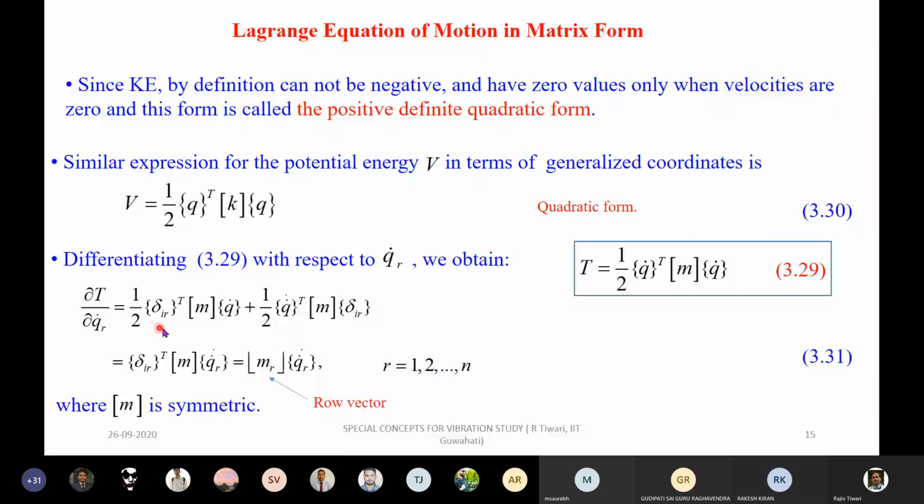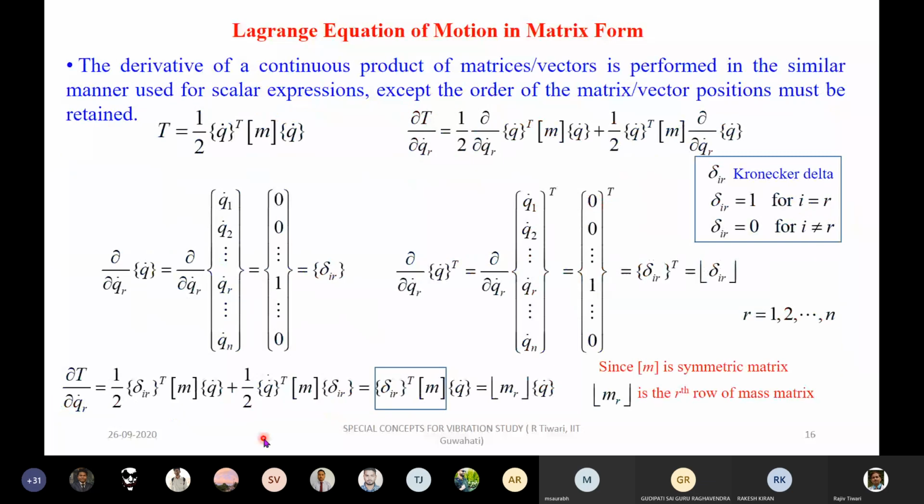So here, when I'm differentiating, it is now clear that the first q dot will give delta_ir. The second term here will be that. And again, I will go to the next slide. Here, this is the differentiation.